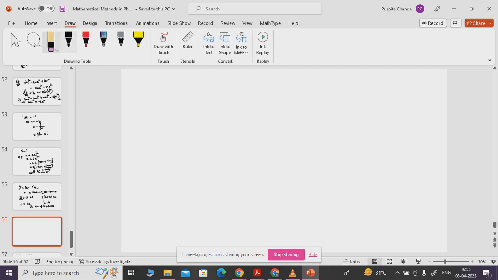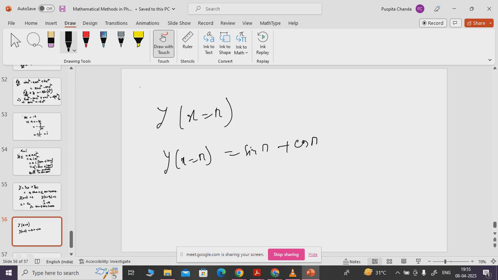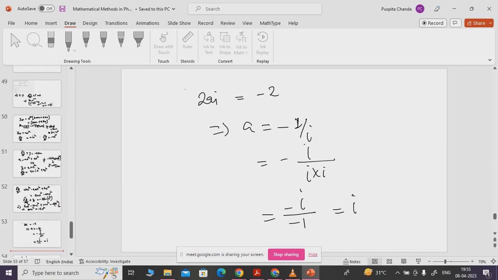Now we need to obtain what y is when x is equal to pi. So y at x equals pi will be sin pi plus cos pi plus x into cos pi. sin pi is 0, cos pi is minus 1, and x is also pi, so minus pi. So the answer is minus 1 plus pi.